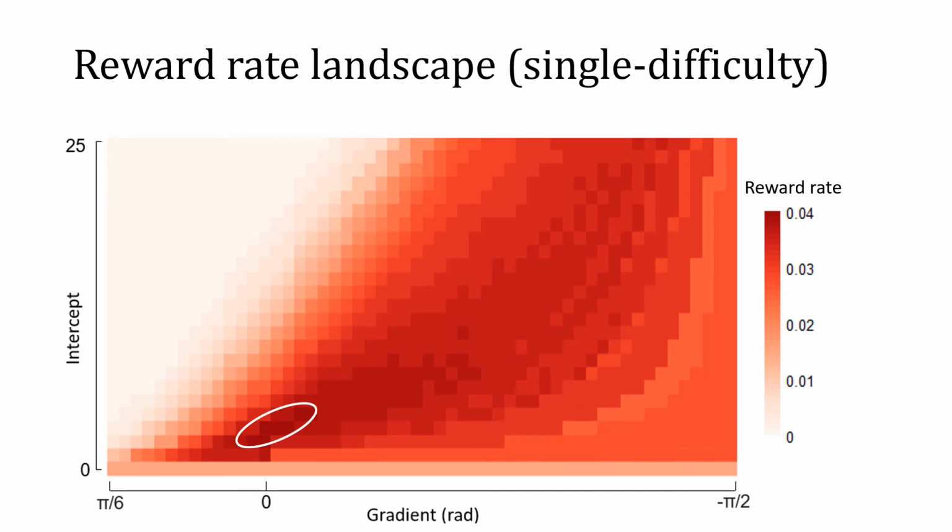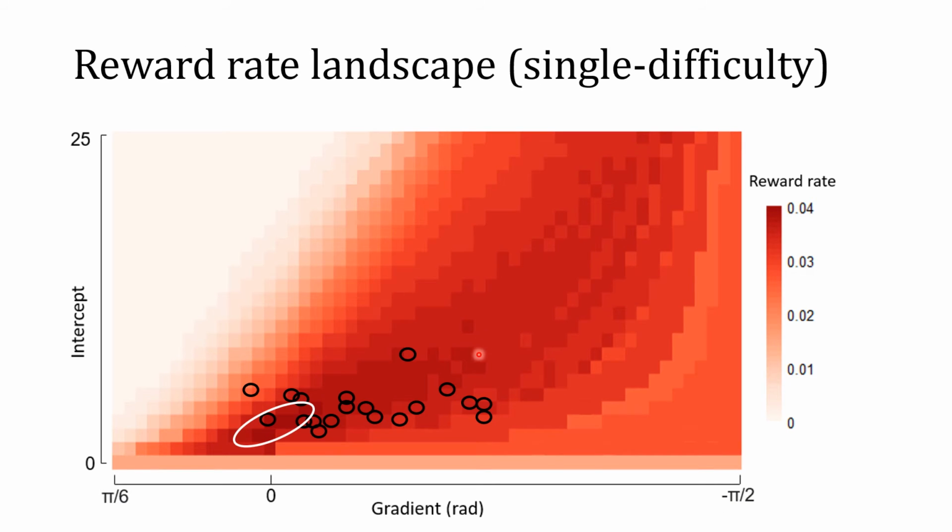0, which is consistent with what we have seen in the previous slide in terms of the single difficulty easy blocks. You will also notice that there is an asymmetry in the drop of reward rate relative to the optimal policy. So employing increasingly more negative gradients leads to a gradual drop in reward rate, whereas employing thresholds with an increasing gradient would lead to a very rapid drop of reward rate.